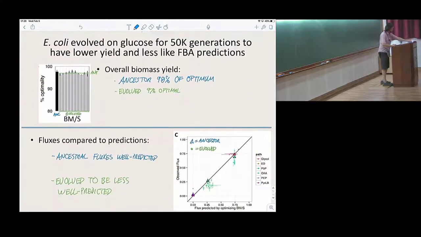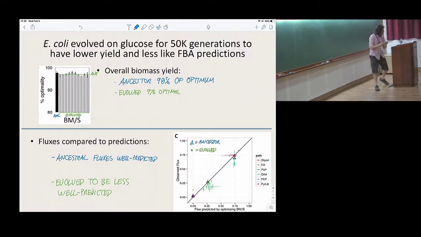So we can look at this in a couple of ways. We can look at just the overall yield. Given the set of fluxes that are happening, how close to optimum are they running? And for this bar chart, the black is the ancestor, and then the evolved lines, these are 10 of the different 50,000 generation lines. So this has been a fair amount of time. I'll talk about the 50,000 generation lines again when I get to trade-offs on Friday.